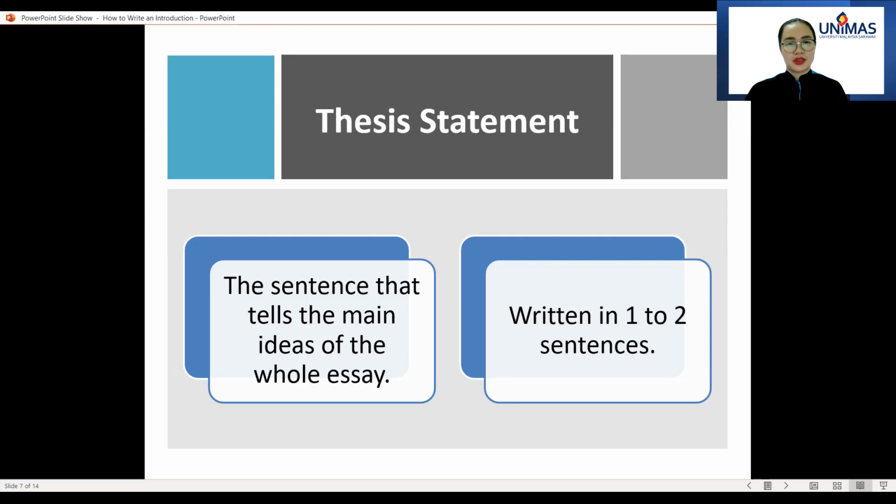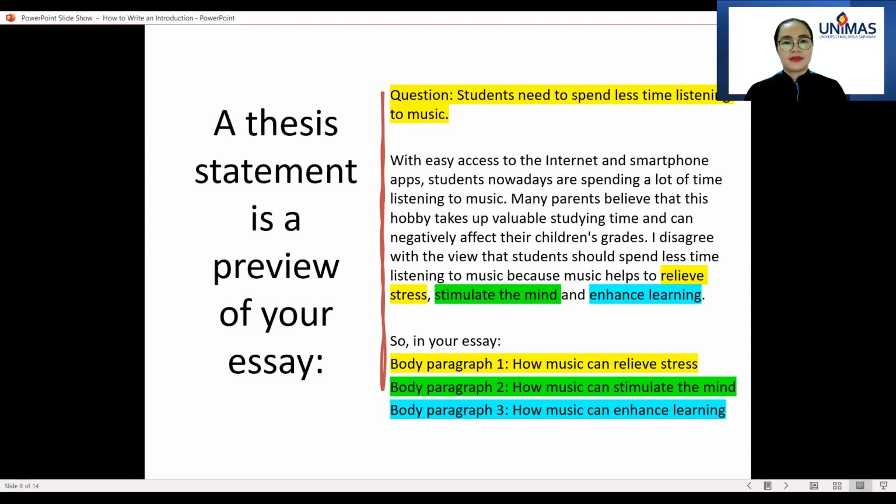Let's look at more examples after this. Okay, a thesis statement should be the preview of your essay. For example, again, the same question, students need to spend less time listening to music. Let's take this question as example and look at the final sentence in this paragraph. I disagree with the view that students should spend less time listening to music because music helps to relieve stress, stimulate the mind, and enhance learning.